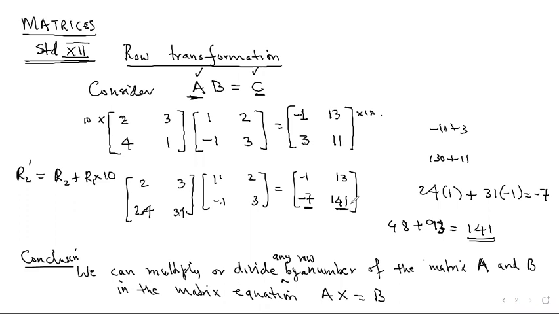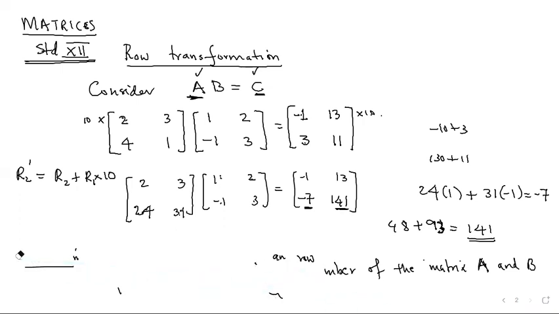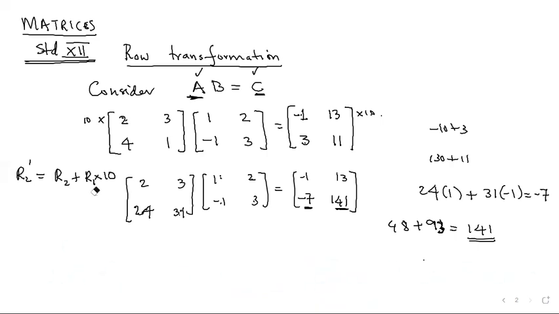What else can you do with the matrix A and C? Tell me, what is this I taught you just now? Tell me the conclusion. What can you do with that? Austin, what did I do here? You changed row 2 by multiplying row 1 with 10 and adding it to row 2.